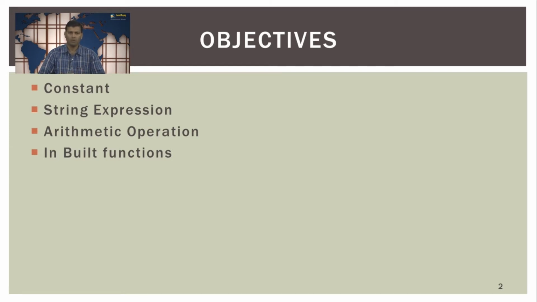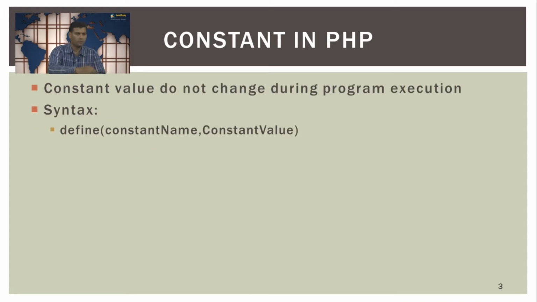Then we also learned that PHP has 6 basic data types. They are string, integer, double or float, array, object and boolean. Now let us move to this session. In this session, I am going to deliver a lecture related to constant, string expression, arithmetic operation and inbuilt function. So let us start with constant.